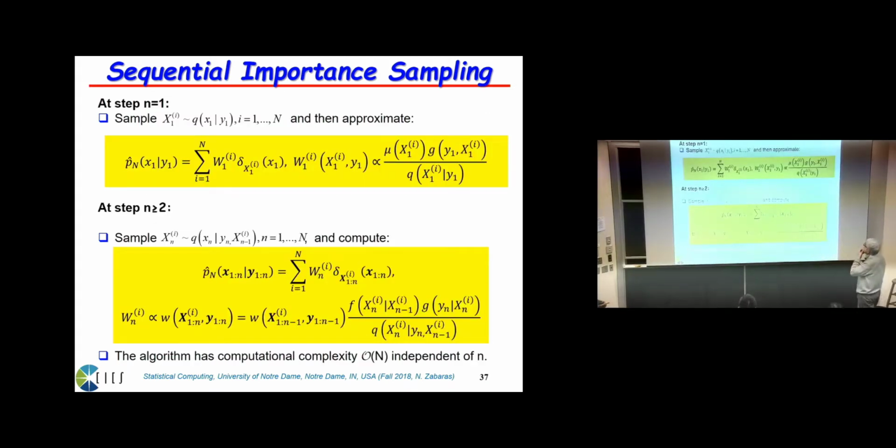So let me give you the algorithm, actually. If you understand this slide, even if I got you confused up to now, this slide has everything we need to know. Nothing else is needed. At time 1, you sample from the proposal distribution q of x1 given y1. So the approximation of your posterior is given in terms of these normalized weights. And the normalized weights are basically the normalized posterior divided by q.